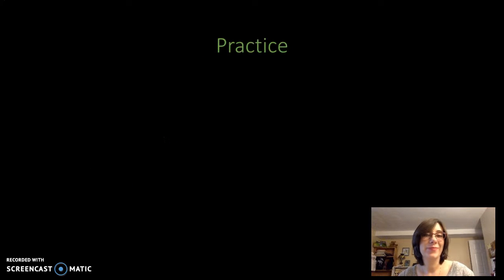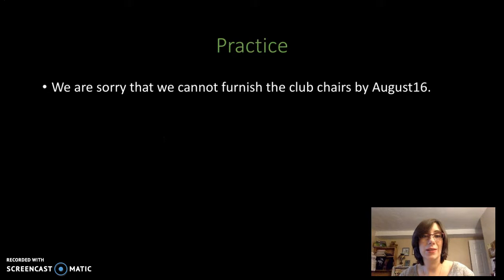All right, let's go into some practice. How can you change this very negative sentence? We are sorry that we cannot furnish the club chairs by August 16th. How can we change that to be positive, to be about something we can do? How about we would be happy to furnish the club chairs on August 17th?